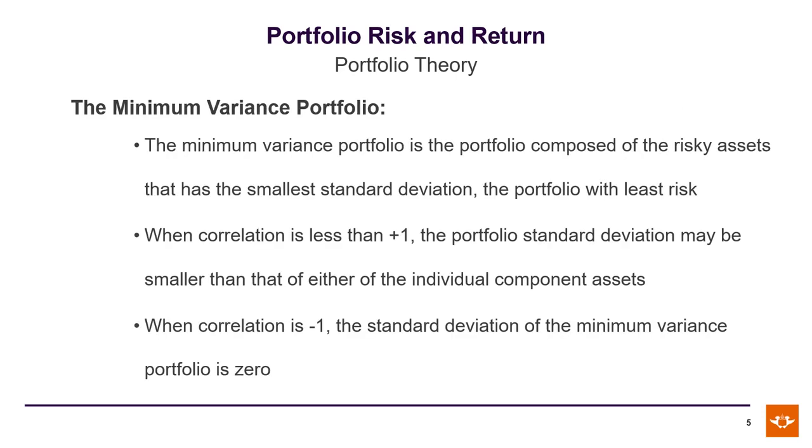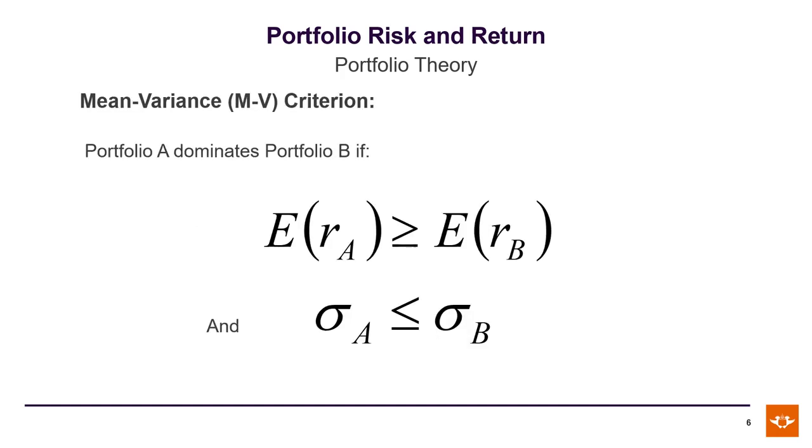So to reiterate, the minimum variance portfolio is the portfolio composed of the risky assets that has the smallest standard deviation, the least risk. For a correlation of less than +1, the portfolio standard deviation may be smaller than all of the individual assets. When correlation is -1, as demonstrated previously, it is possible to create a portfolio which is risk-free. So this is the mean variance criteria.